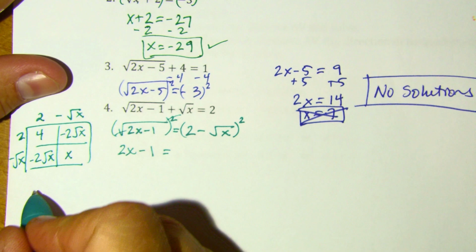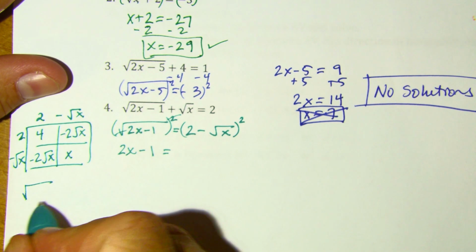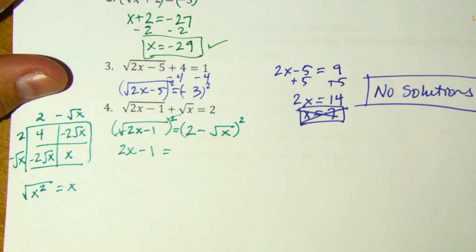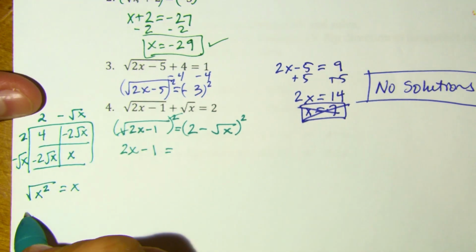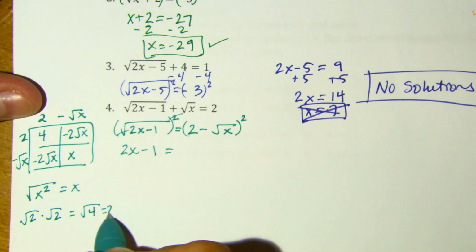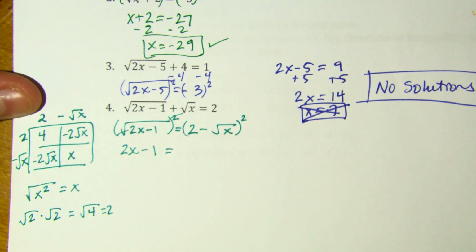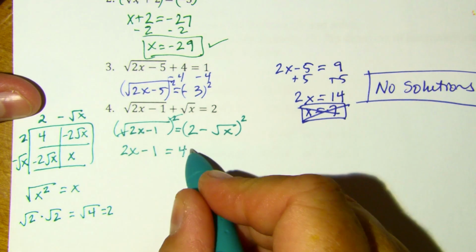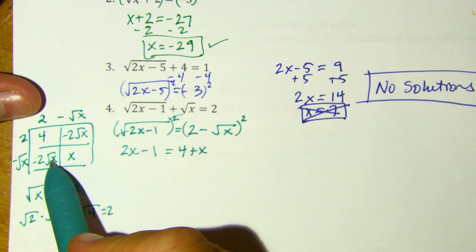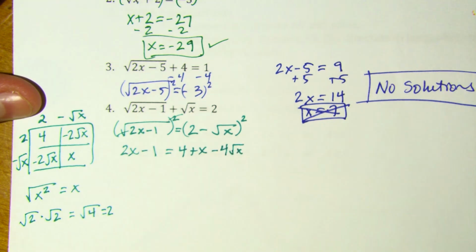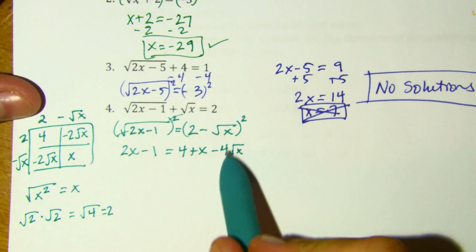If you're not sure why that is, if you think the square root of x times x is going to give me the square root of x squared, and that would just be x. You can also think if I had the square root of 2 times the square root of 2, well, that would give me the square root of 4, which is 2. Kind of works the same way. So I have 4 plus x, and then negative 2 root x and negative 2 root x is negative 4 root x. And now this is the only square root left.